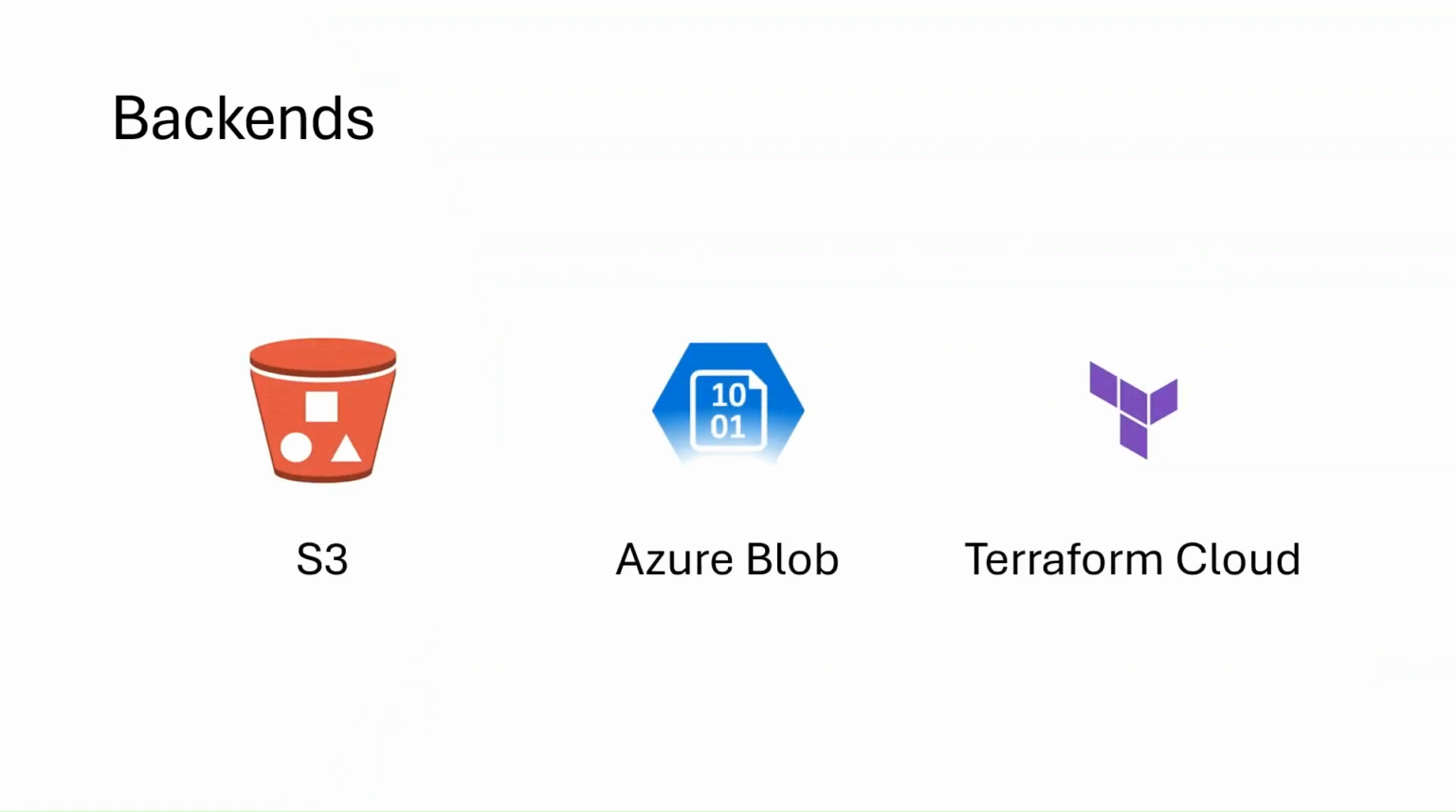So then, how does the backend solve these potential issues? A backend is where Terraform stores its state file remotely. By default, it's local, but the backend will store your state file remotely. Services like S3, Azure Blob, and Terraform Cloud are the services we use to store our state file remotely. And today we'll set it up on AWS S3.